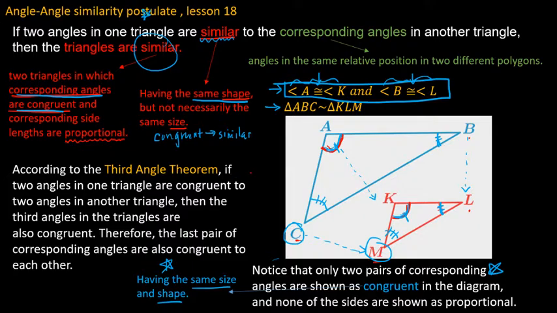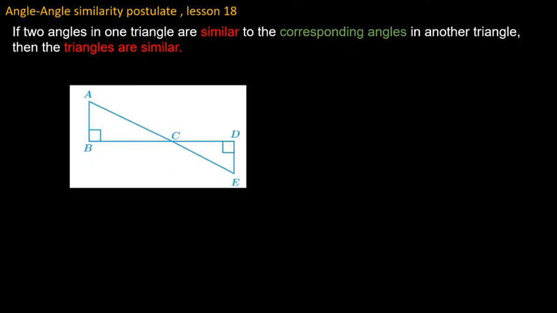Again, if two angles in one triangle are congruent to the corresponding angles in another triangle, then they are similar, but you have to have that information, regardless of what else you know, to prove similarity using this particular postulate. So let's move forward and take a look at an example. I want to go over some pitfalls that can happen when we're looking at examples with AA similarity.